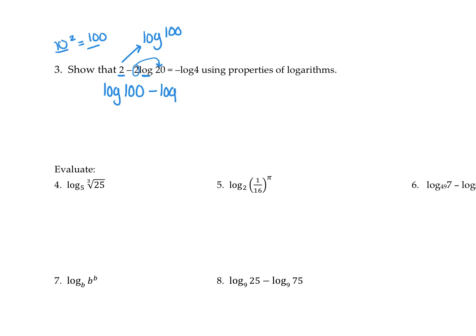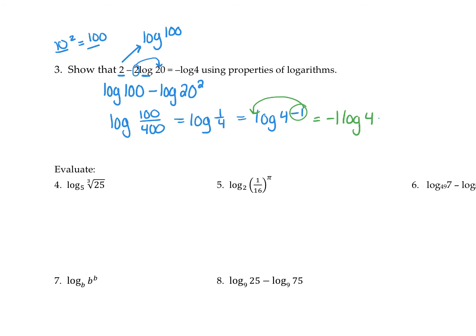So minus common log of 20 to the second power. So when you're subtracting, again, I'm going to end up with log of 100 over, well, 20 squared is 400. So that would be log of 1/4. Well, 1/4 is the same as 4 to the negative 1 power. But I know that if I have an exponent, I can bring that exponent down in front. So it'd be negative 1 log of 4, which would be the same as negative log of 4, which is what I want it to equal.